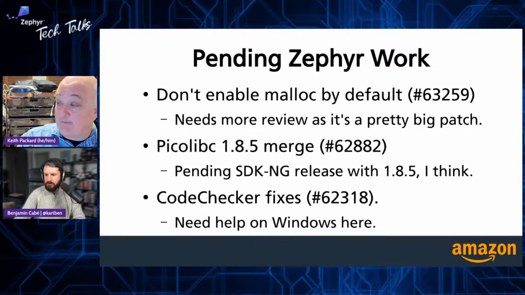Picolibc 1.8.5, PR 62.882, has been merged. That was merged a couple weeks ago. There's also another patch for some code checker fixes. The code checker is this static analysis tool, and it uses sparse, I think, as one of its steps. And that analysis is breaking on Windows when using Picolibc. I can't figure that out because I don't have any Windows environment that I can build Zephyr in. So if people want to go poke at 62.318, that would really be helpful.